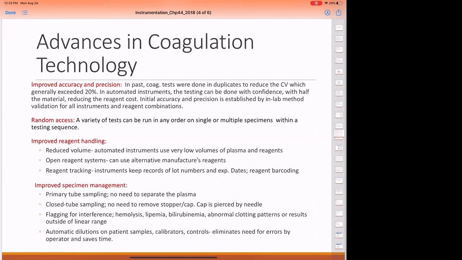These instruments that are used nowadays also have improved specimen management. They have primary tube sampling, so there is no need to separate the plasma, no need to spin down your sample. Some of them have a closed tube sampling, which means there is no need to remove the cap or the stopper because the cap is pierced by the needle in the instrument. They have flagging for interference such as hemolysis, lipemia, bilirubinemia, abnormal clotting patterns, or results outside the linear range. They also have the ability to make automatic dilutions on patient samples, on calibrators, and on controls. This eliminates the chance for error by the operators and saves lots of time.